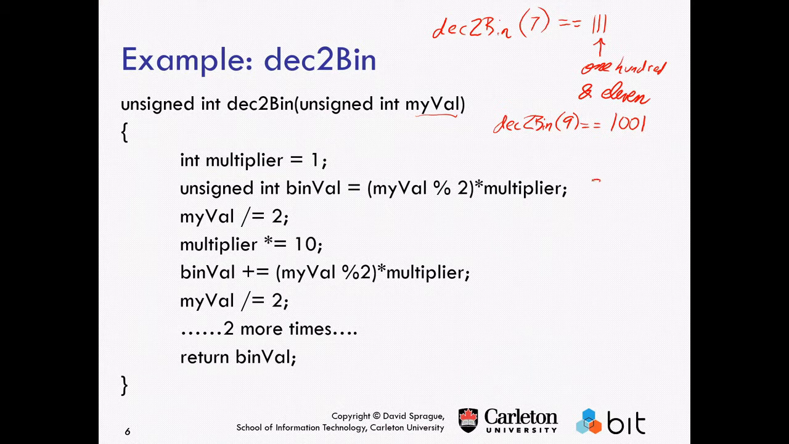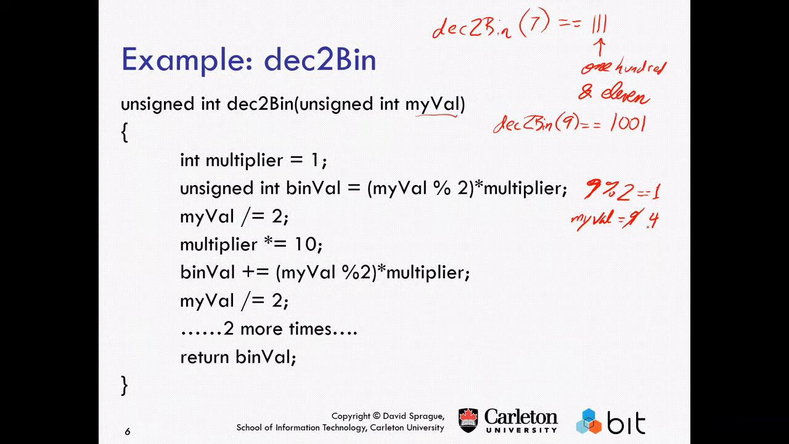So 9 mod 2 is equal to 1. And then I multiply by my multiplier, so the bin value here is equal to 1. Then I divide 9 by 2, so it starts off at 9, and now this is going to be equal to 4. 4 multiplied by 2 is equal to 8, and there's remainder 1.